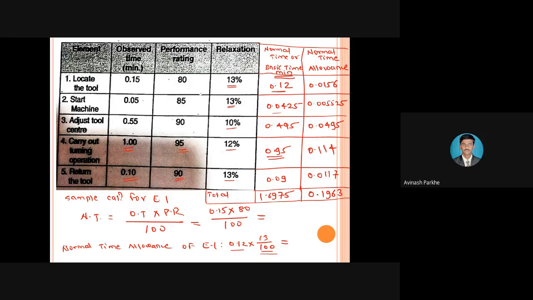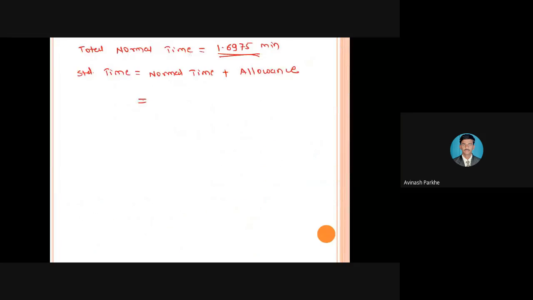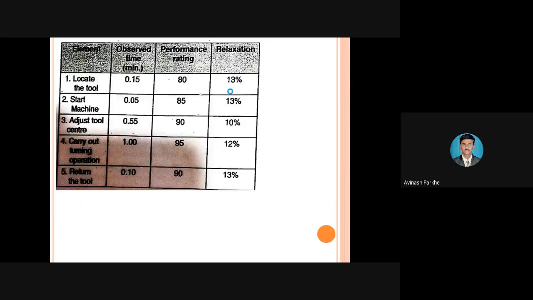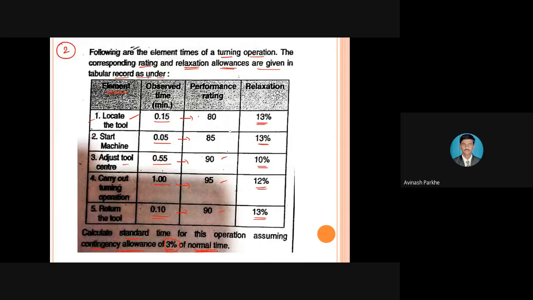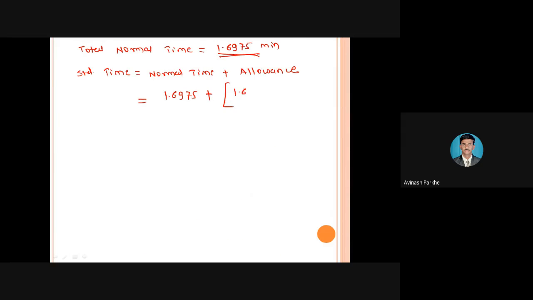We have the 0.1963 total allowance. We have 1.6975 plus the percentage allowance we have considered on the total normal time, that is 3% contingency allowance. It is given in the statement: contingency allowance of 3% of total normal time. Therefore 1.6975 into 3 divided by 100. What is the contingency allowance?